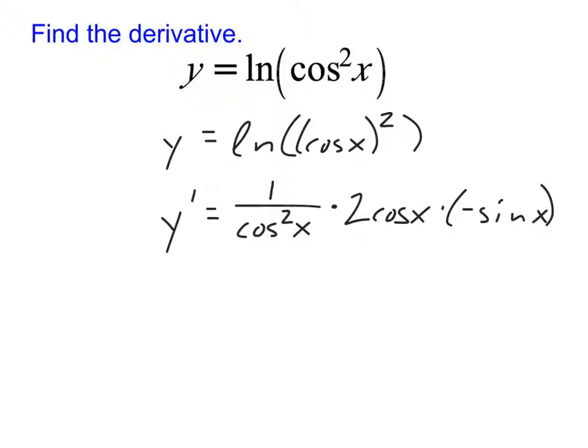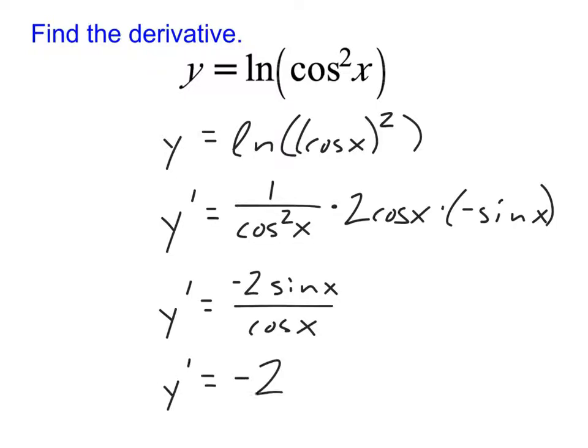Last step, let's clean it up a little bit. So you notice I have a cosine that would end up on the top and a cosine on the bottom. And so those would cancel each other out. So that would suggest that I would then have a negative 2 sine x over cosine of x. But you'll notice even at that point we can go further, because I got a sine over a cosine. So it's negative 2 tangent of x. And that is then our final answer.